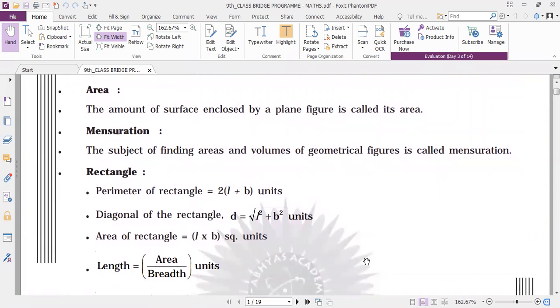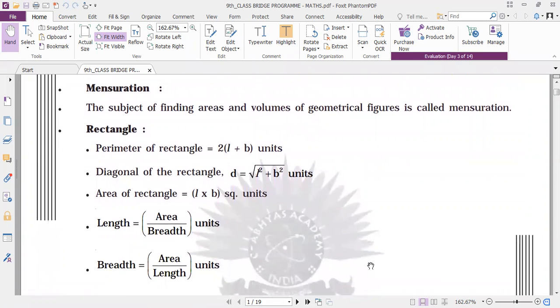So rectangle, we already showed previously in the PPT. Perimeter of a rectangle is 2 into L plus B units. And the diagonal of a rectangle: D square equal to L square plus B square, that is length square plus breadth square. D equal to under root of length square plus breadth square units.